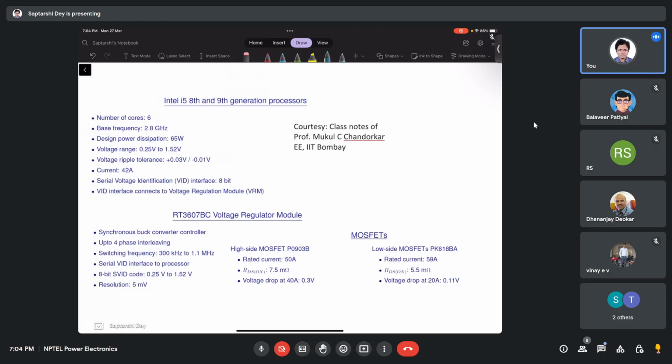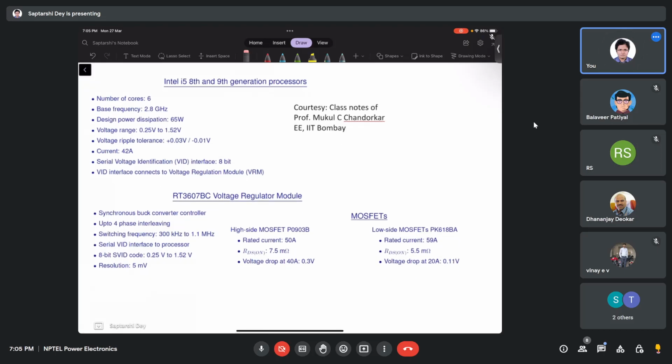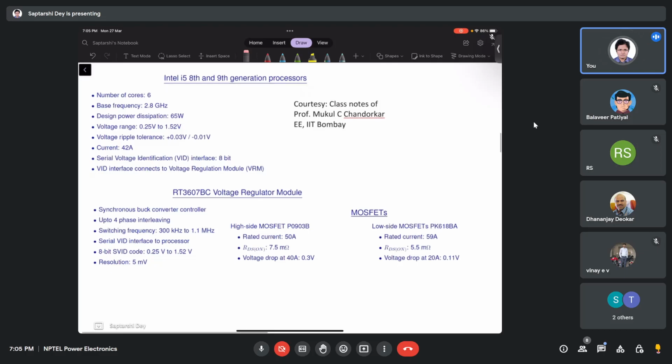So we'll start with some small statistics, all of which are taken from Professor Mukul Chandorkar's class note slides. This is one very widely used application of the synchronous buck converter, which is the power supply of the CPU cores. I don't know whether you have an idea about this, but when I was taking this class for the first time, I was really surprised to know this. These are known to us. This is only i5, 8th and 9th generation. Now I think i9 is there in the market.